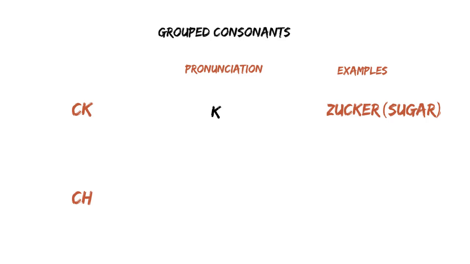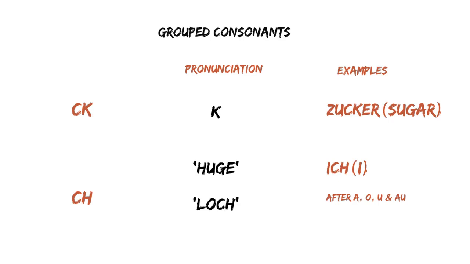There are three different ways to pronounce it. The first way is to pronounce it like the H in the word huge, and the example is ich, which means I. After A, O, U and AU, CH is pronounced like the Scottish loch. Here we have the example of Buch, which means book.